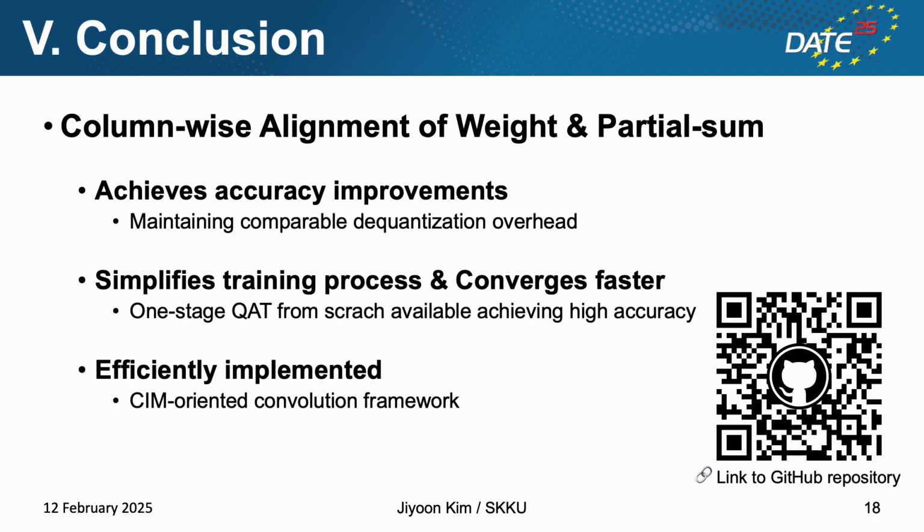So, in summary, we propose a novel quantization strategy that aligns weight and partial sum granularity at the column-wise level. Our method improves accuracy without increasing dequantization overhead, making it more efficient for hardware implementation. Also, by employing one-stage QAT, we enhance training efficiency and remove unnecessary complexities found in the two-stage process.